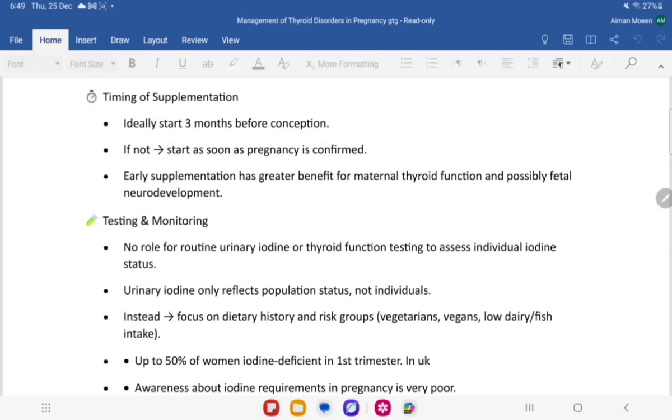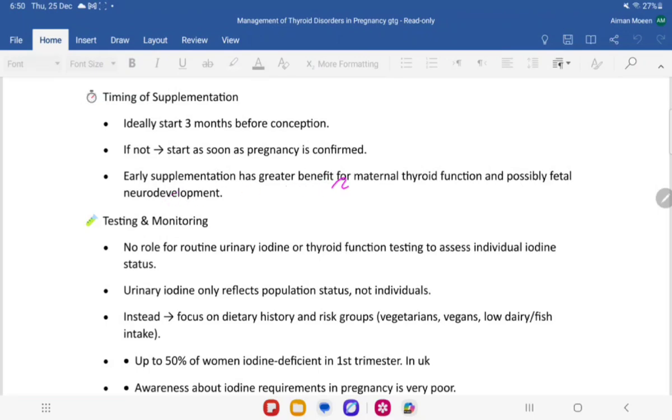Now, what are the timings for the supplementation? We discussed already that we need to give these supplements to those who are preconception, just like folic acid. And also we need to give it to women who are pregnant and those who are breastfeeding. So these are the three main categories of women requiring iodine. So when to start it? Ideally, it should be 3 months before the conception. If not, then start as soon as possible if the pregnancy is confirmed.